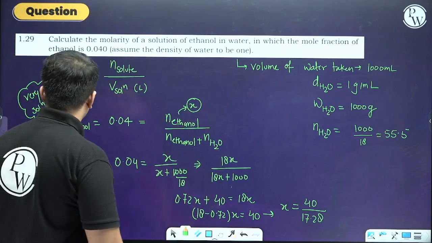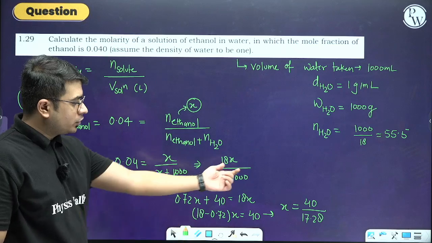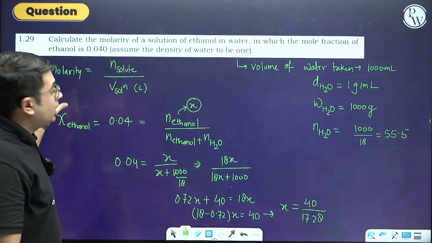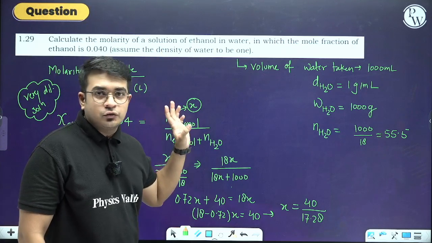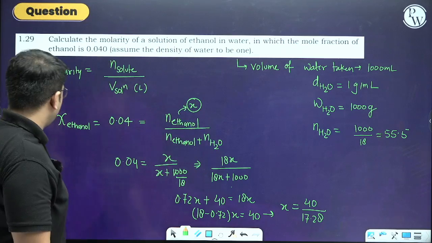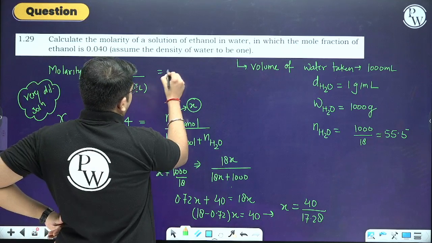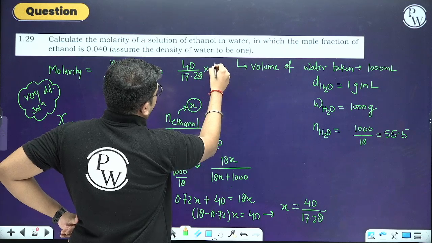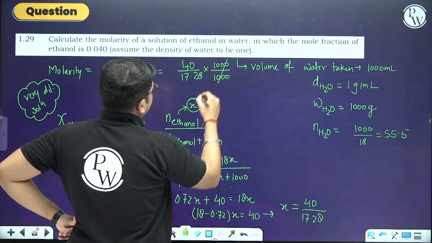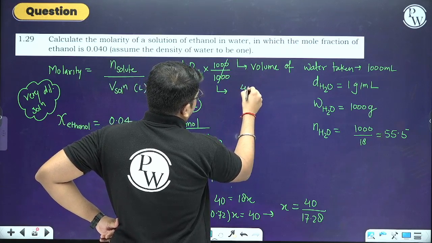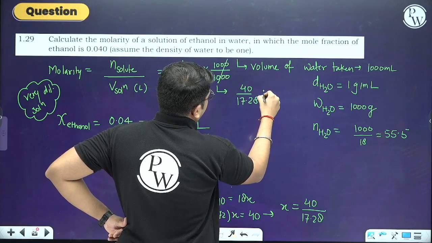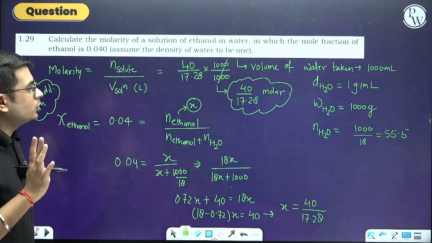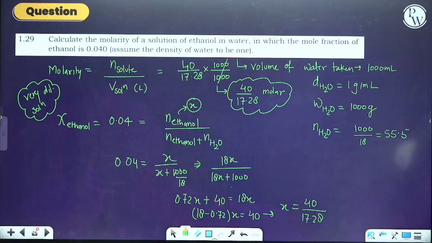Now in the case of molarity, you need the number of moles of solute, which is already given, 40 divided by 17.28. Now the volume of solution: we have a very dilute solution, and in that case the density of water we are assuming to be 1. So the initial volume is going to be 1 liter only, because the amount of solute is very small. So it will be 40 divided by 17.28 multiplied by 1000 divided by 1000. These cancel out, so the final molarity will be 40 divided by 17.28 molar. There are slight assumptions in this case, but otherwise the data is very easy to understand. Look at it carefully, then we will proceed to the next part.